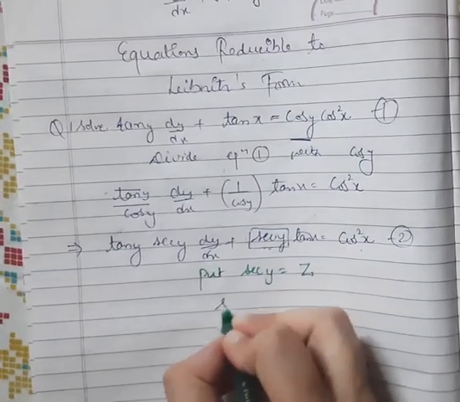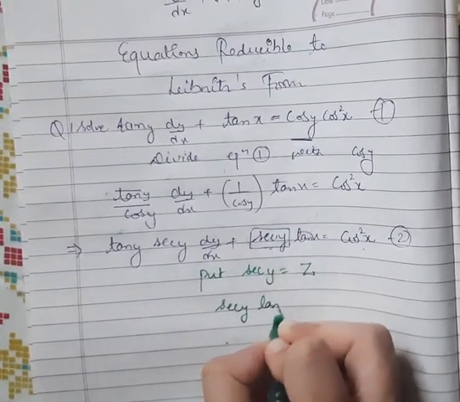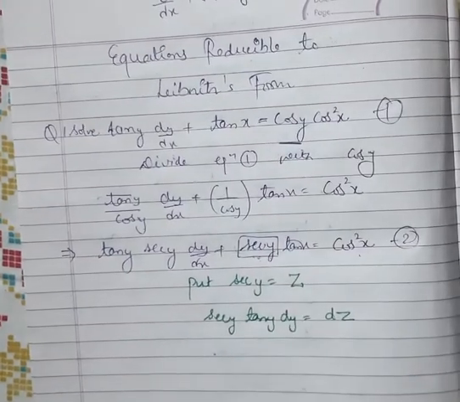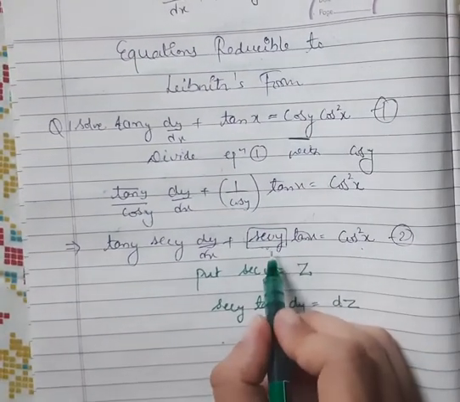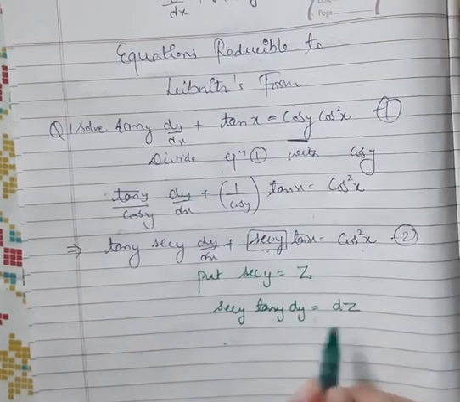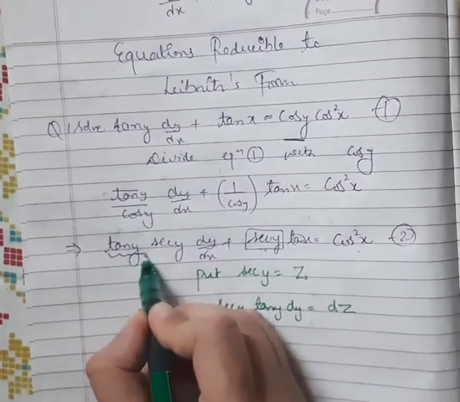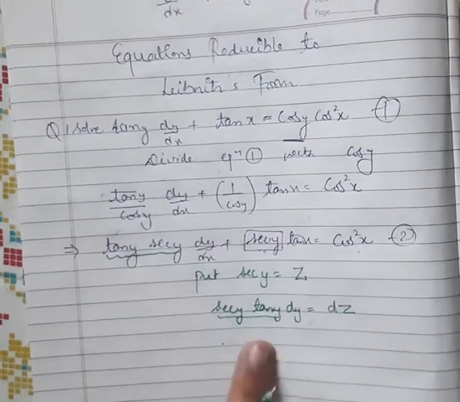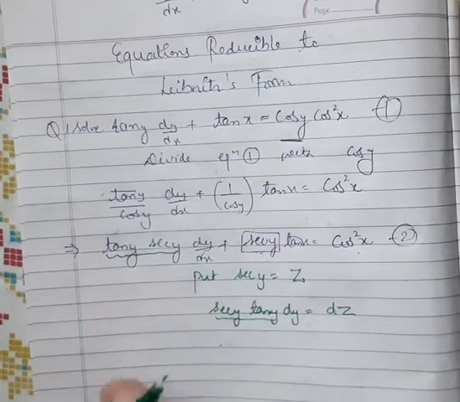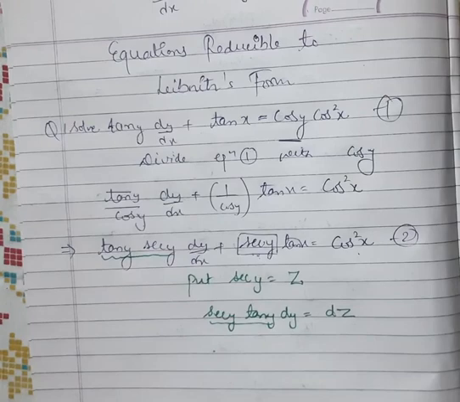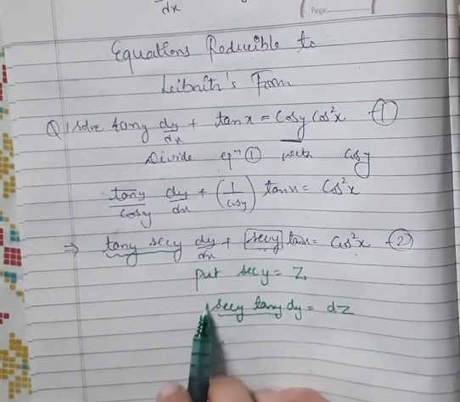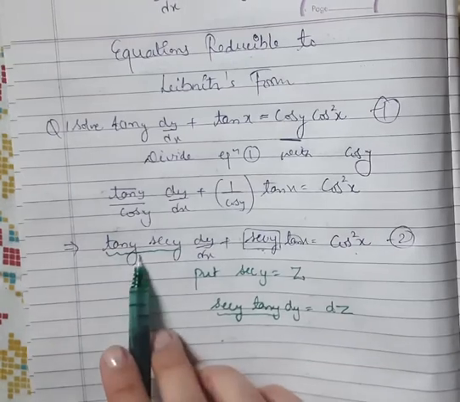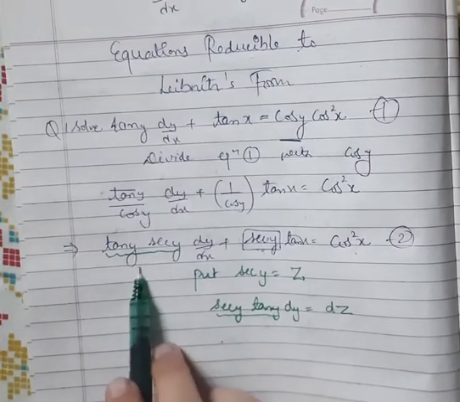Do the differentiation: the derivative of secant y is secant y into tan y dy, which equals dz. And always remember, when you do the substitution, after differentiation you will always get the same expression here. It can vary by a constant, like you can have a constant multiplied by 2, but the mathematical expression is going to be the same, secant y into tan y.